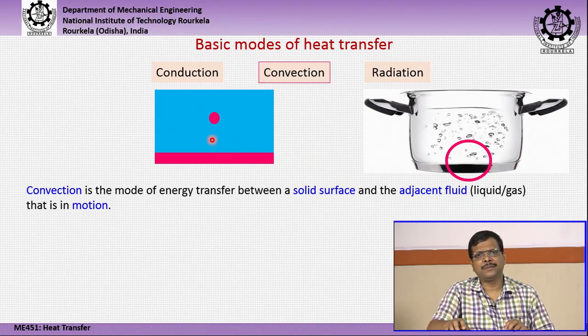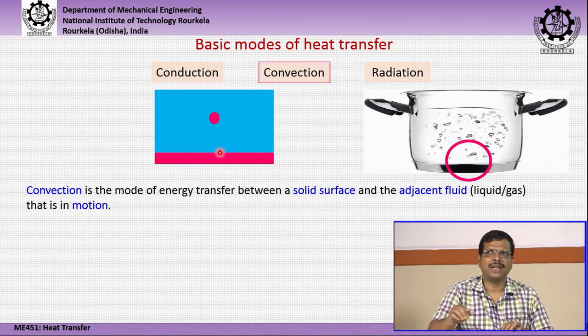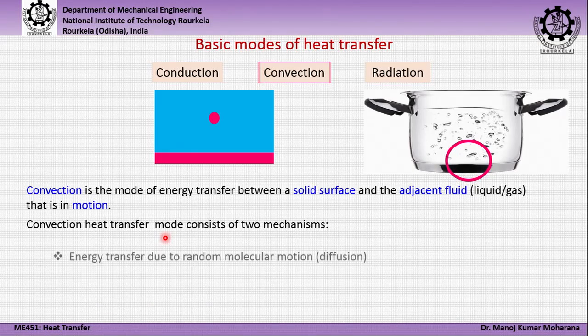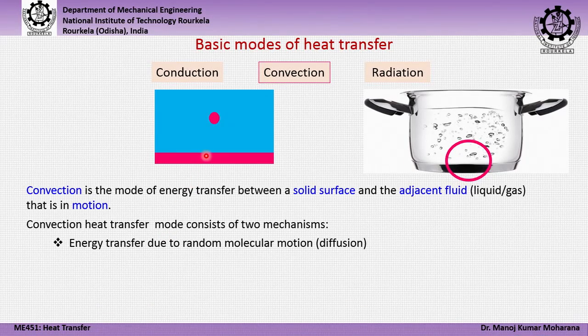So, this fluid can be a liquid or it can be a gas also, and this liquid and gas will be in motion, and because of this motion they carry out some heat from the surface. So, this will be a continuous process, and this convective heat transfer consists of two mechanisms. One is that there will be transfer of energy because of random movement of these molecules, which we can say is because of the diffusion, which is nothing but the conduction mode of heat transfer.